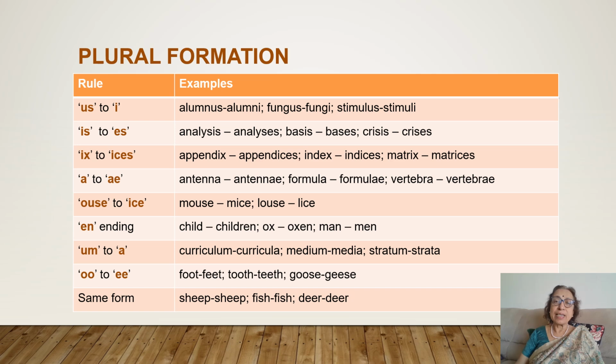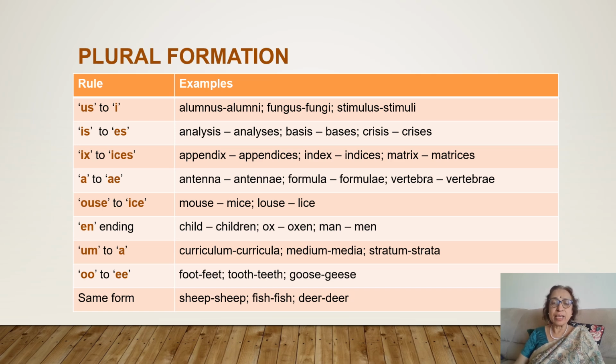Then ix ending word changes to ices. So you have appendix, what comes at the end of a book or a paper or a report. Then you have appendices, more than one. Index, index is a list. Then you have indices. Then you have matrix, the way of analysis. And you have matrices. Then a ending word can become AE.